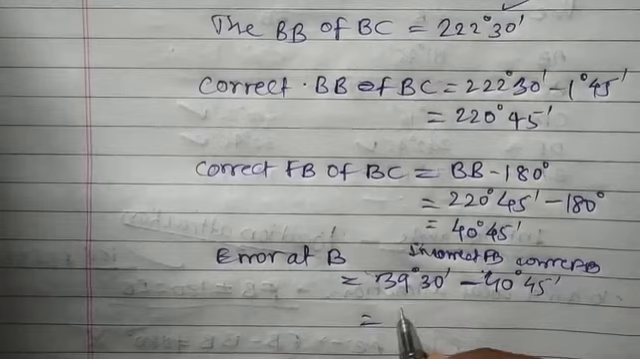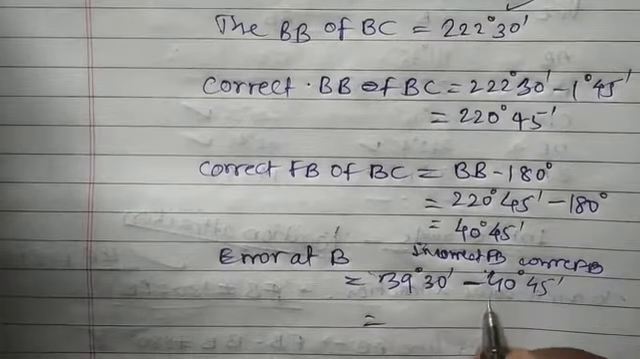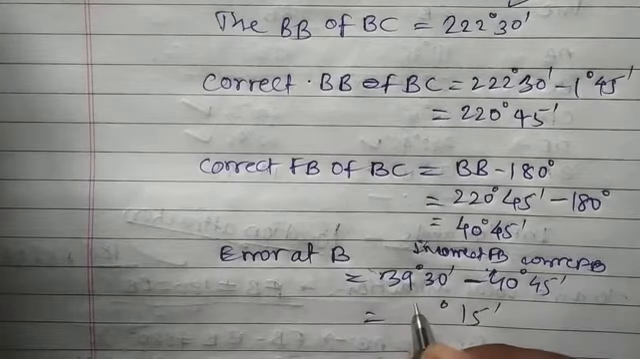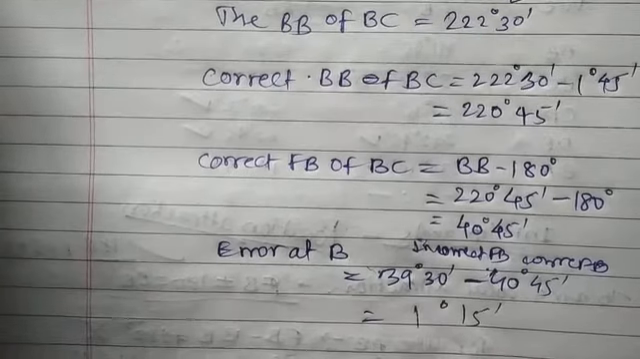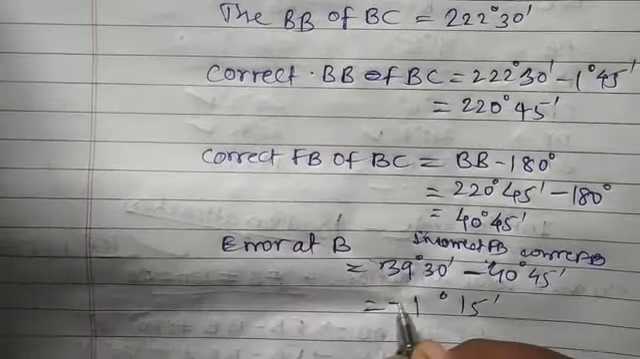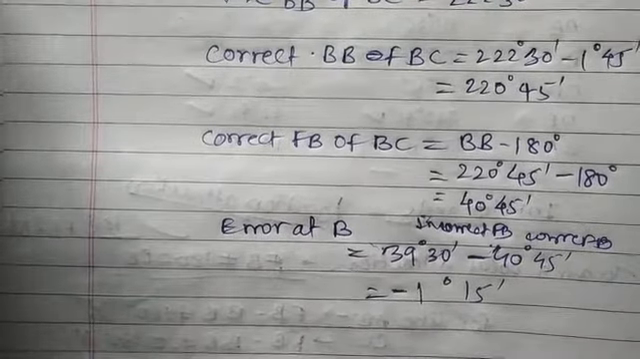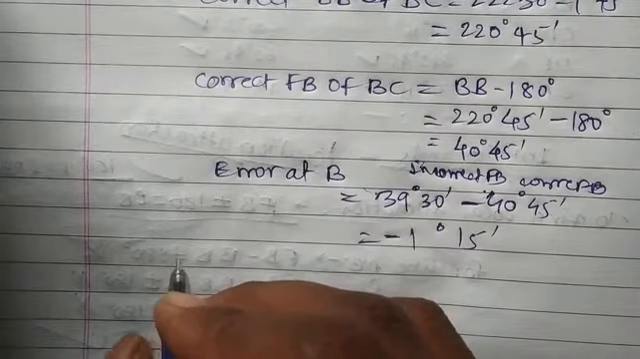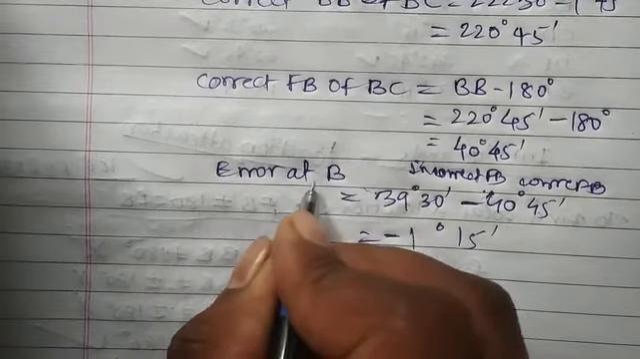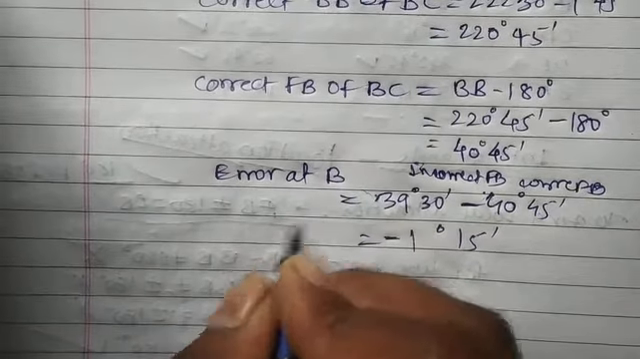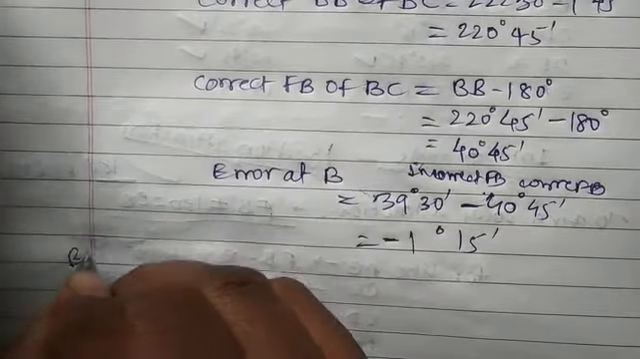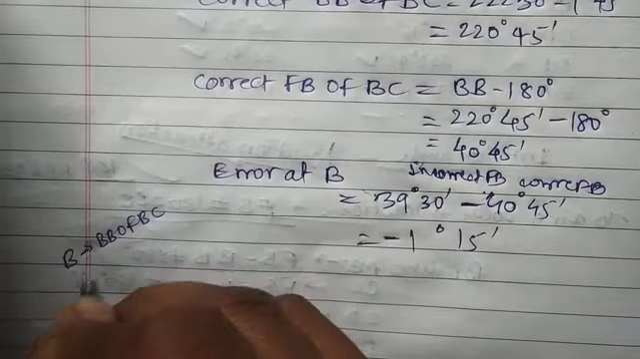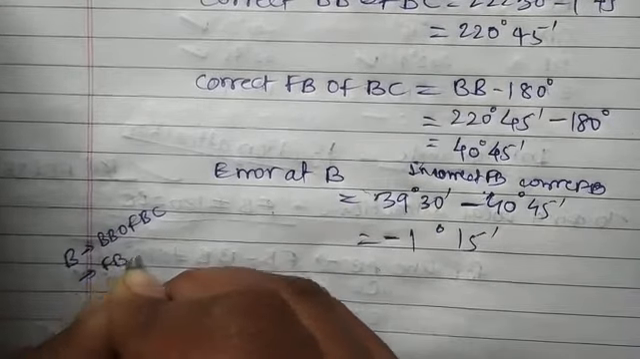So let's calculate this. If you calculate this, you will get 15 minutes here, and in the degrees you will get 1 degree. Okay, so 1 degree 15 minute, and the sign will be negative here. Okay, now as per our rule, we'll calculate the next bearing which is taken at point B. So at B, two bearings are taken.